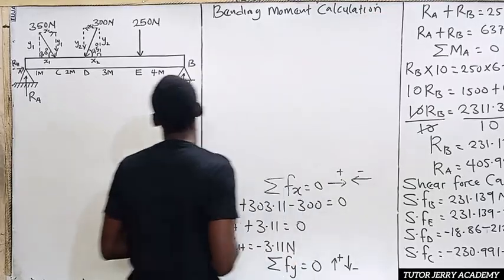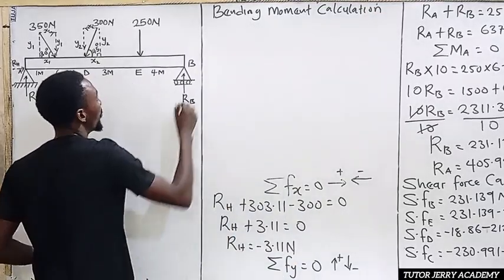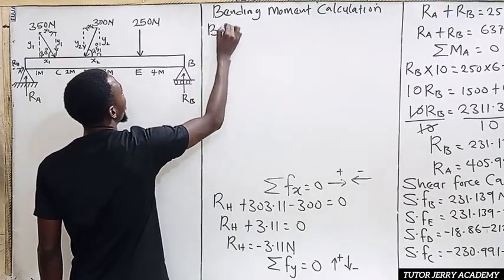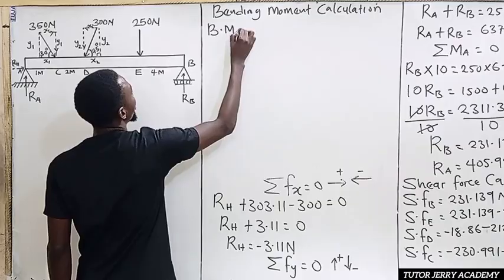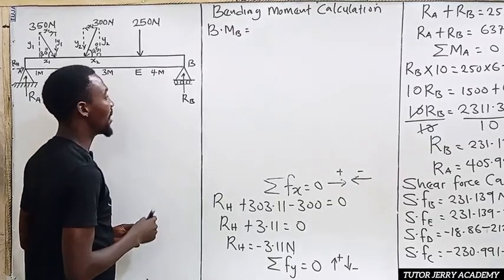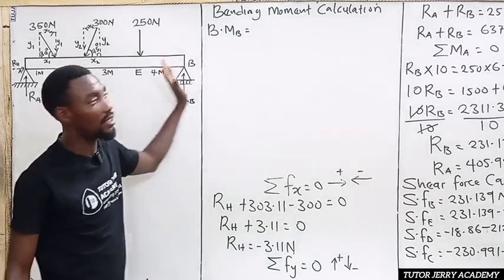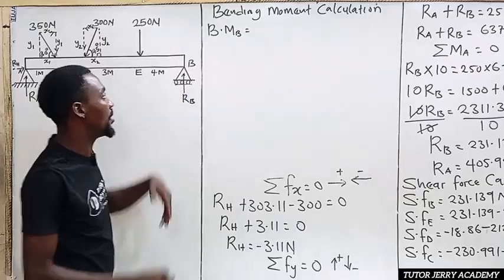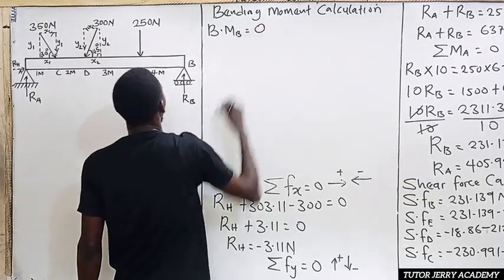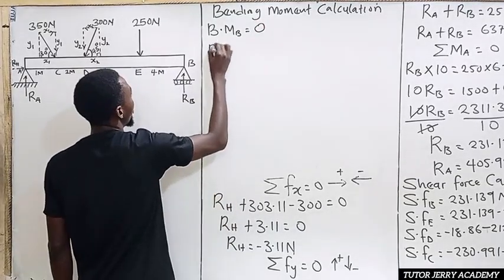All right. So now let's go for the bending moment at point B. The bending moment at point B is of course 0 because if we stand at point B to the right, we only have force but no distance. All right. So the bending moment at point E now.